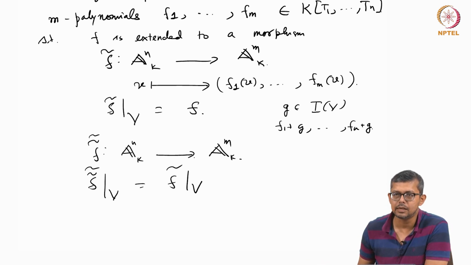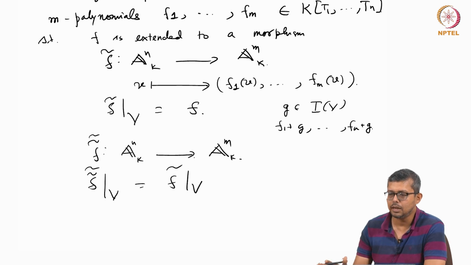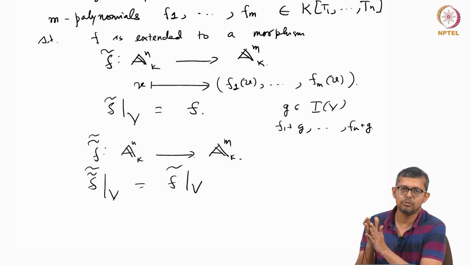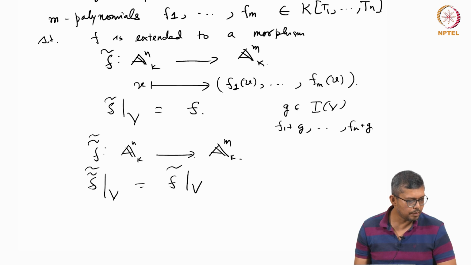So if it is extendable to the entire affine space and the function is given by polynomials, then you say it is a morphism. Basically, you have a bunch of polynomials and you restrict them to V, that is what it means. Okay?